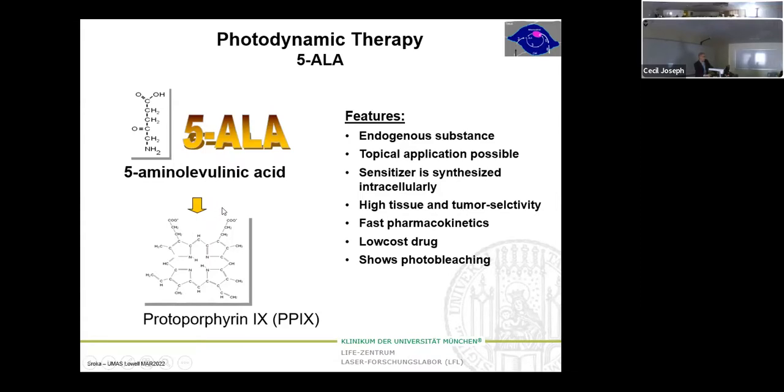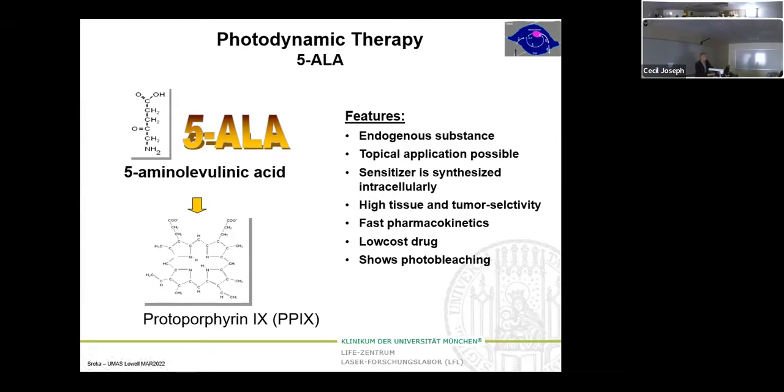So the concept would be to apply some non-fluorescing 5-ALA, and then to produce this protoporphyrin 9 within the cell. In this case, the cell itself cries, I am full of PP9 and here am I. So there is no chasing. 5-ALA is an endogenous substance. It can be applied topically. Intracellularly, we have this conversion to protoporphyrin. We have a very high tissue and tumor selectivity and very fast pharmacokinetics.